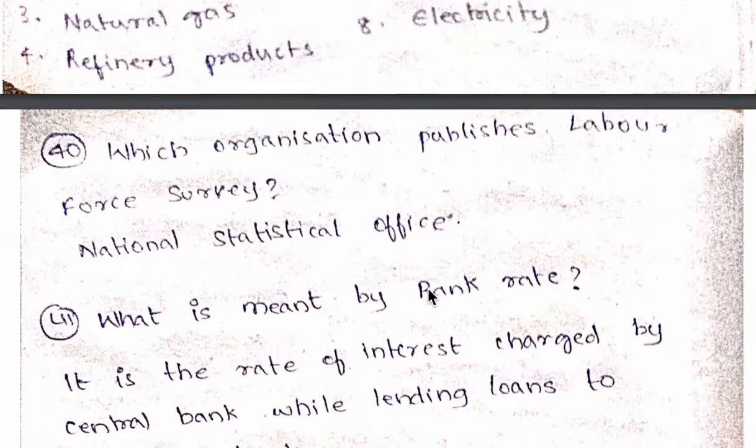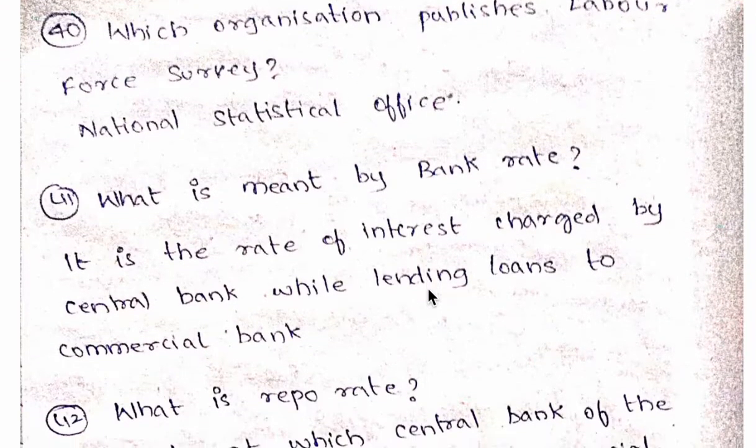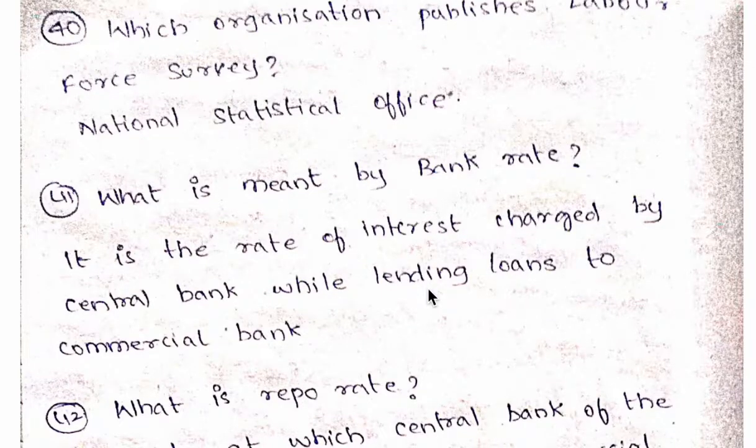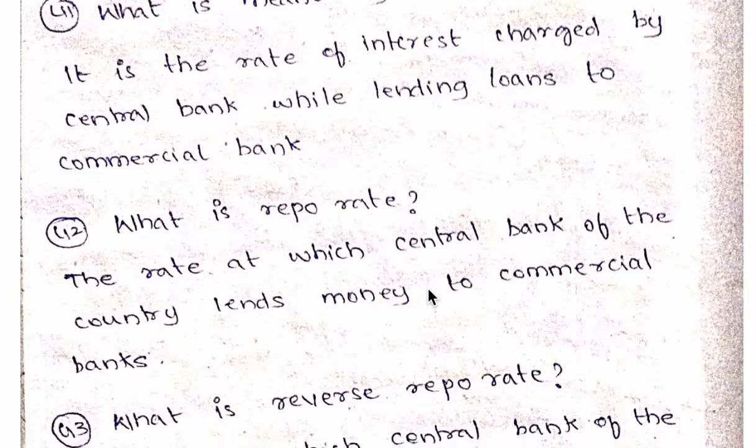40th question, which organization publishes labor force survey? It is National Statistical Office. 41st question, what is meant by bank rate? Bank rate is a rate of interest charged by central bank while lending loans to the commercial bank. 42nd question, what is repo rate? The rate at which central bank of the country lends money to the commercial bank.